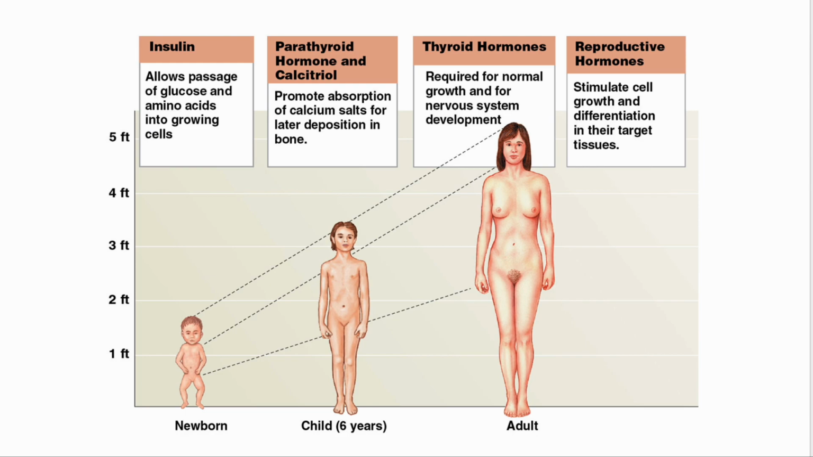And in fact, low levels of thyroid hormones can actually lead to mental retardation as a result of a loss of normal nervous system development. So, an essential hormone for growth. And then the reproductive hormones are going to be really important because the different androgens and estrogens have different effects on different cells, which are going to lead to the classic sex-related differences as a result.